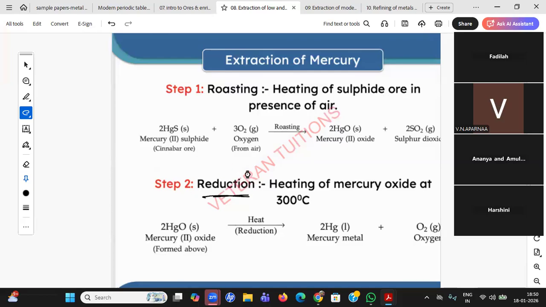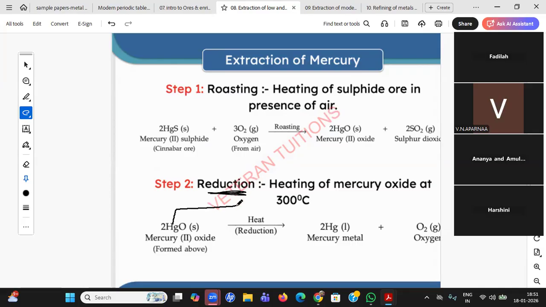What is reduction, students? Reduction has three definitions: removing oxygen, addition of hydrogen, and gain of electrons. We'll not go into all of them. Just remember that this oxygen is to be removed, then only I'll get mercury. That is the reason we need to go for reduction.